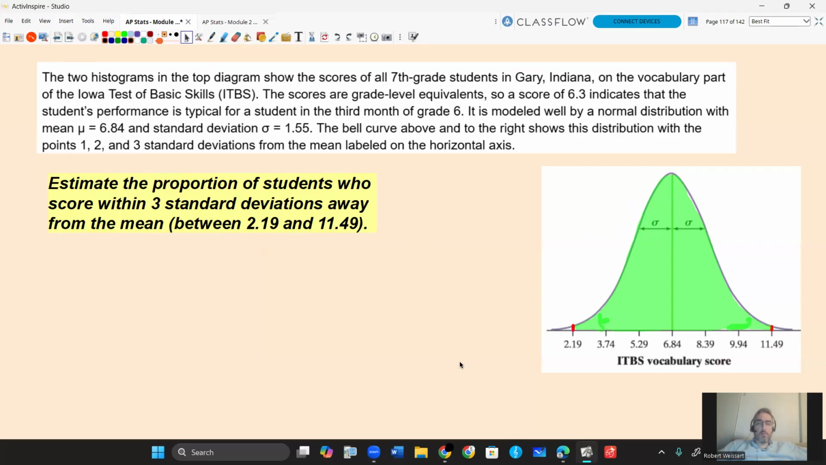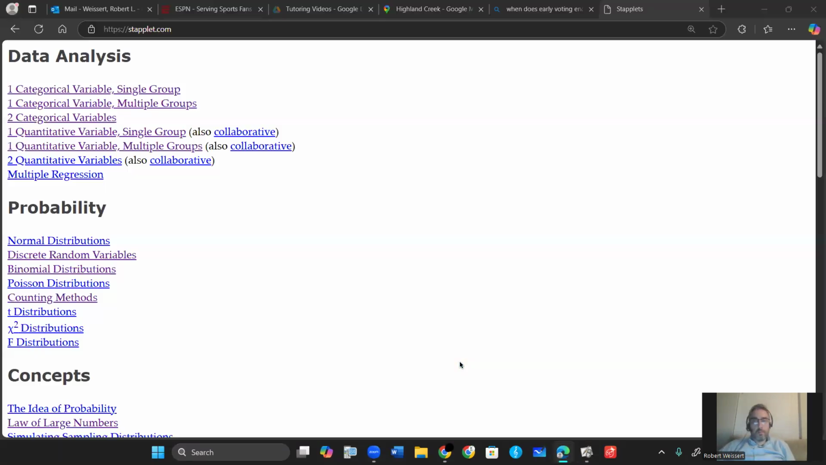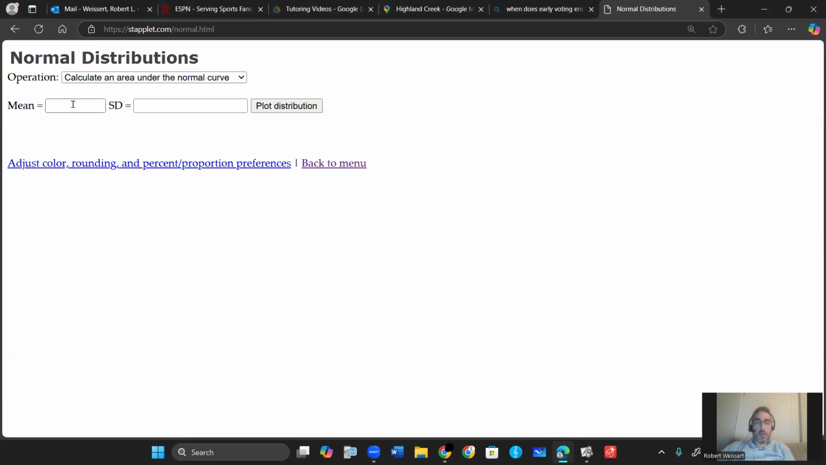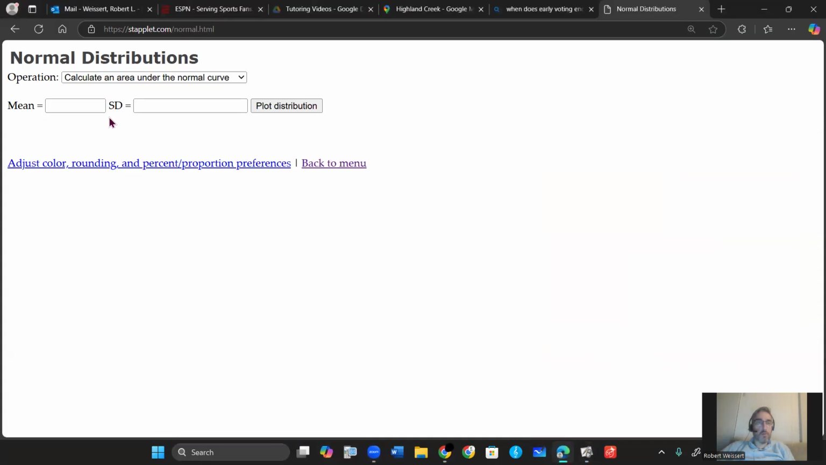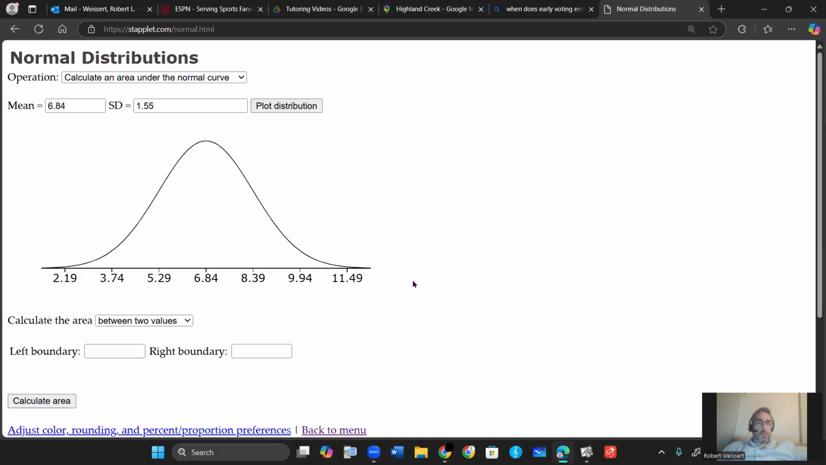So we're actually going to go to a website. We're going to go to Statlet, and we're going to calculate these for sure. So let's take a look at the scenario we have going on for us. If I click on normal distributions under probability, let's look at our data. It's got a mean of 6.84 and a standard deviation of 1.55. So there's our distribution. And what I want to do is go between two values. So let's say 5.29 and 8.39.